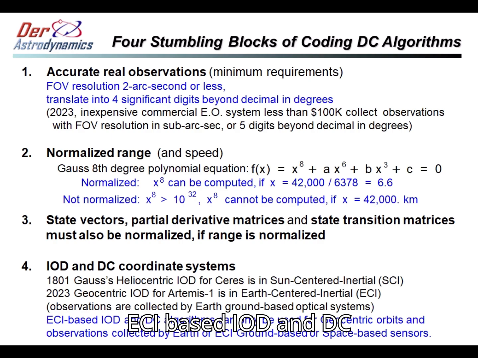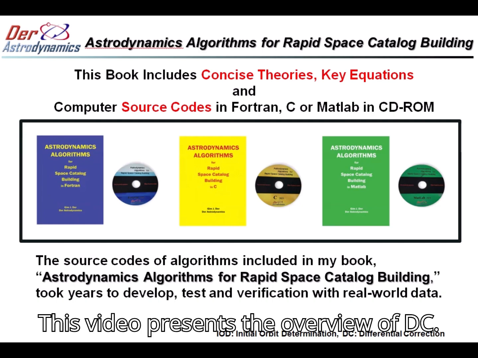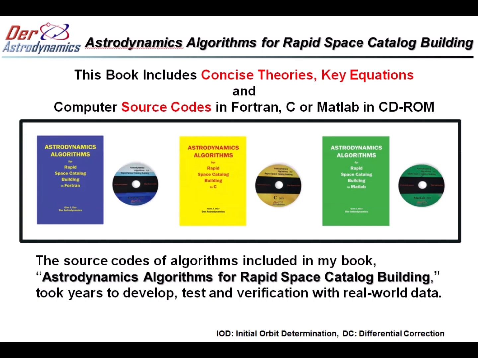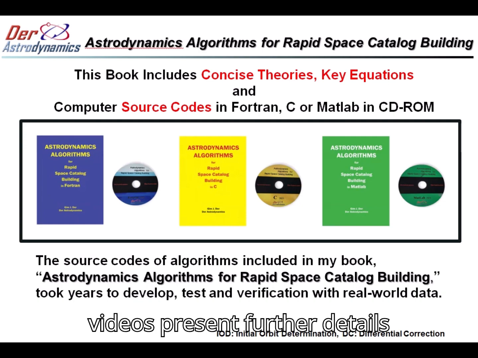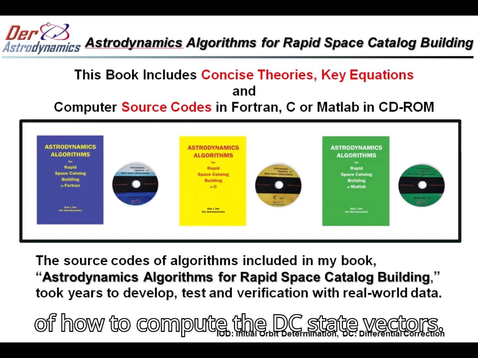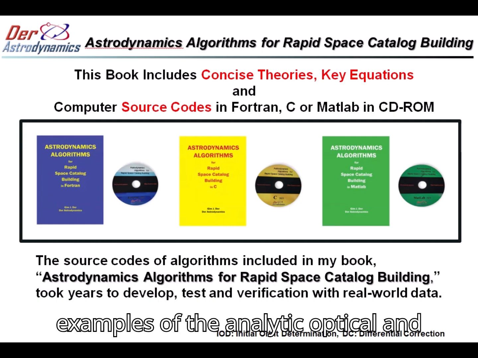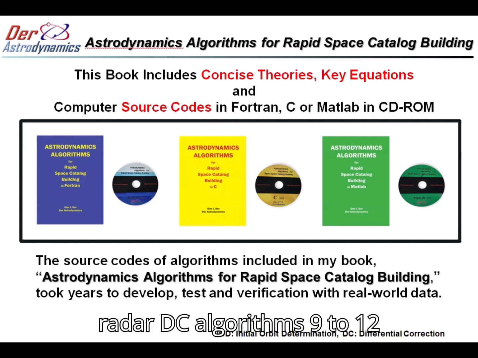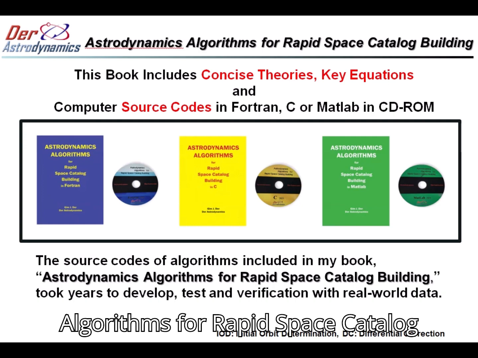ECI-based IOD and DC algorithms can only be used for geocentric orbits and observations collected by Earth or ECI ground-based or space-based sensors. This video presents the overview of DC. The optical and radar DC videos present further details of how to compute the DC state vectors. Source codes and real-world numerical examples of the analytic optical and radar DC algorithms 9 to 12 are included in my book, Astrodynamic Algorithms for Rapid Space Catalog Building.